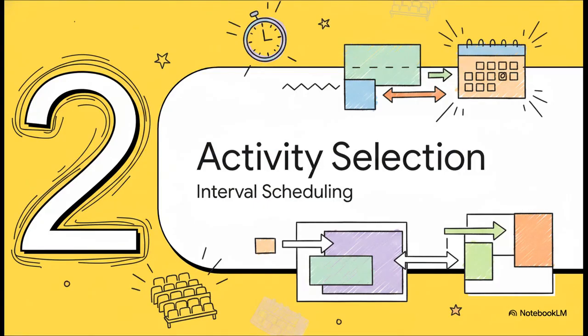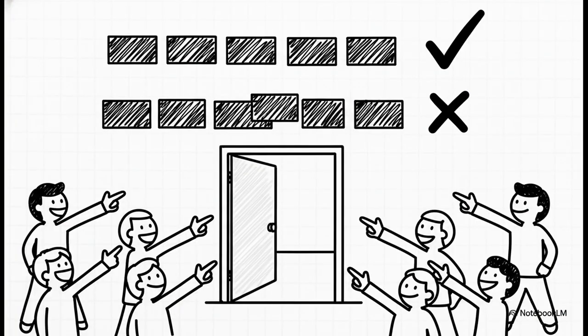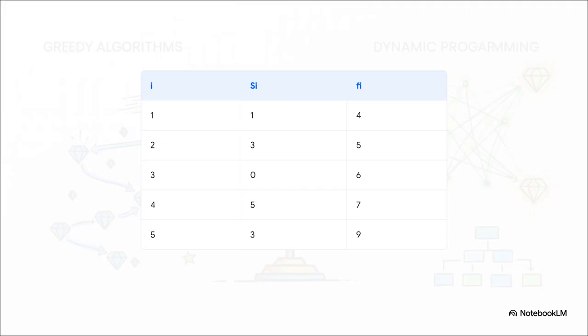Section 2. Activity selection. Mastering interval scheduling. Let's put our hypothesis to the test with a classic real-world scenario. Imagine you manage a single lecture hall and you've got multiple groups desperately wanting to use it. The goal is to fit the maximum size subset of mutually compatible activities into our schedule using a greedy strategy. And mutually compatible just means the start time of one activity happens after the finish time of the previous one. Literally no overlapping allowed.